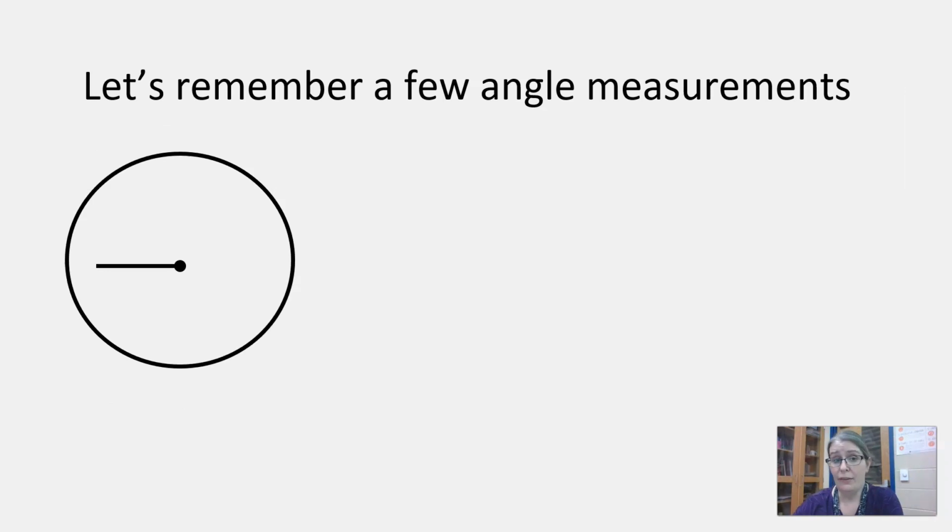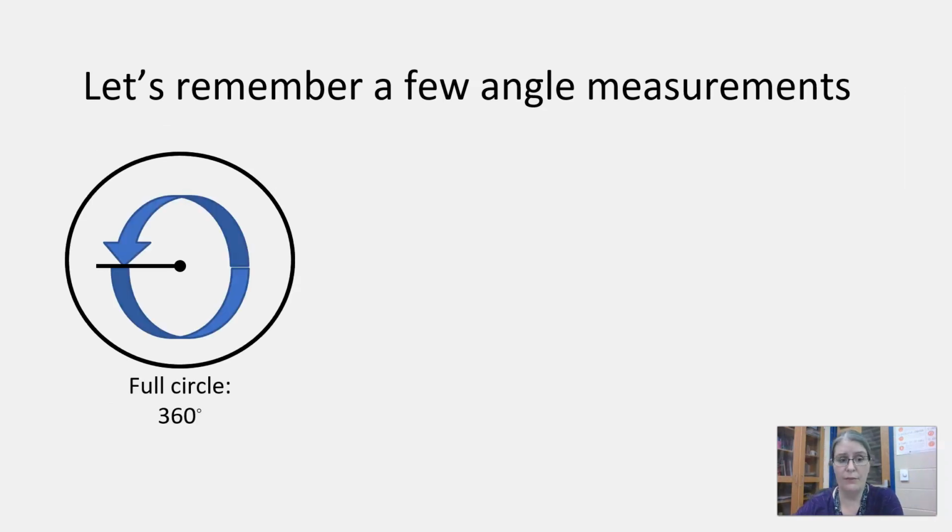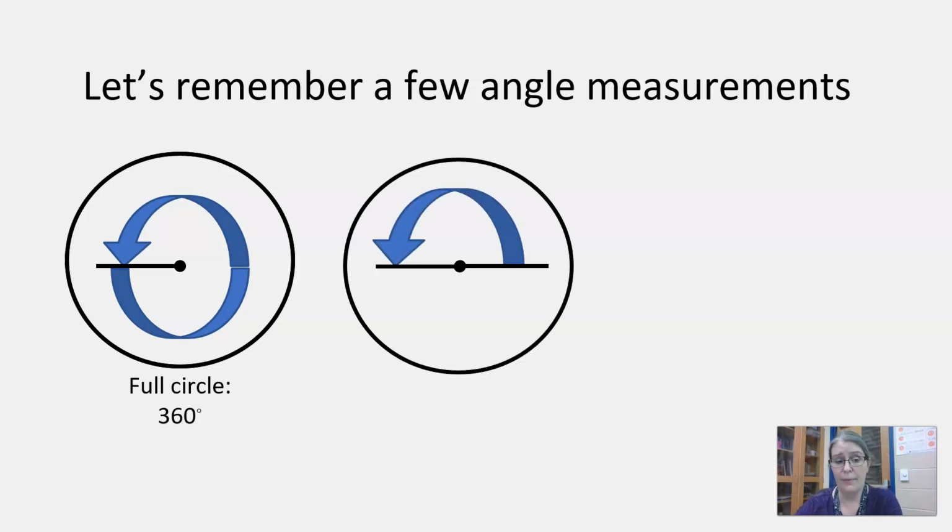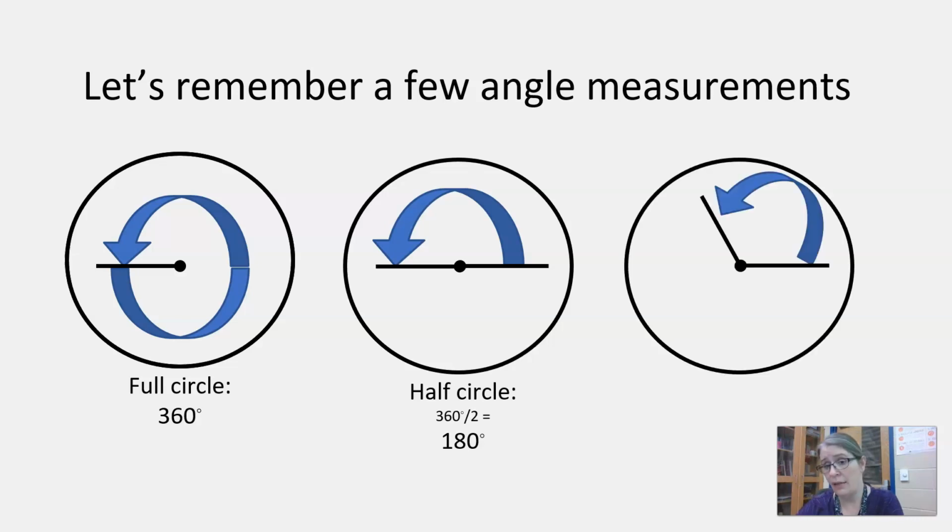So if we're thinking about angles, let's remember a few angles. If I go all the way around, that of course is a circle, 360 degrees. Halfway around would be a half circle angle, or 180 degrees. And if I split a circle into 3 equal parts, I get 120 degree angles. These are some numbers you might want to keep in mind while we talk about our next sets of molecules.